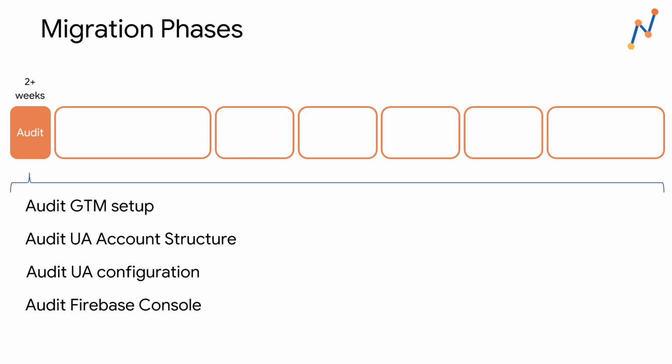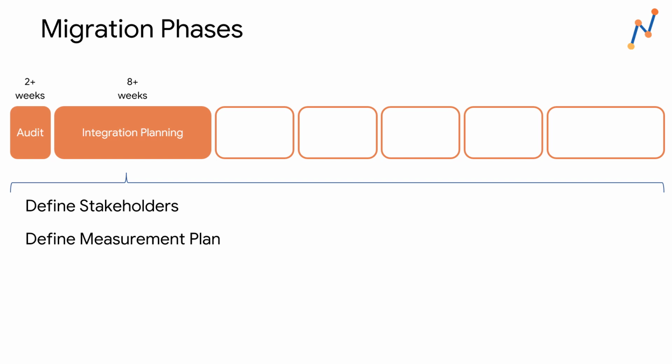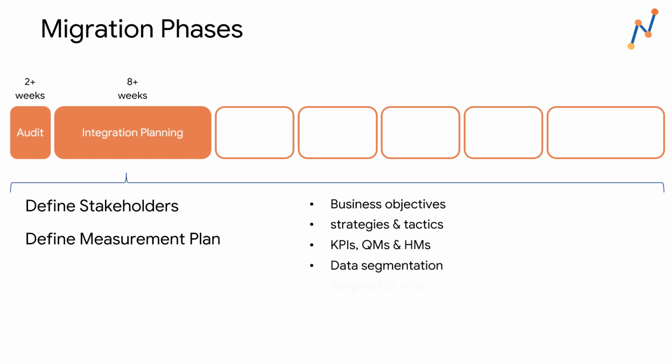This brings us to the next phase in the migration process, which is the integration planning. And this phase will most likely consume the most time in the migration process and will last up to 8 weeks or even longer. This is due to the fact that several steps need to be taken, which are a clear definition of stakeholders who will be part of the project and who are also eligible to make decisions, the definition of the measurement plan, which will outline and document the following topics: business objectives, identified strategies and tactics, KPIs, quality metrics and helper metrics, decision on data segmentation, defined targets for the KPIs, and also if data privacy regulations apply and how they will impact the data collection.